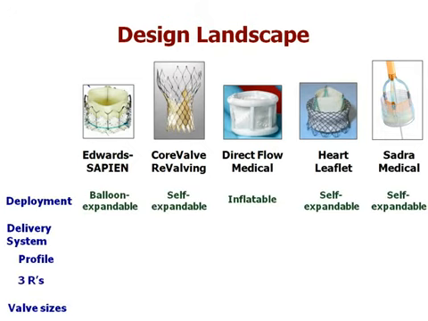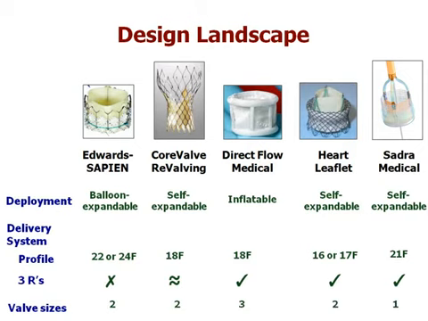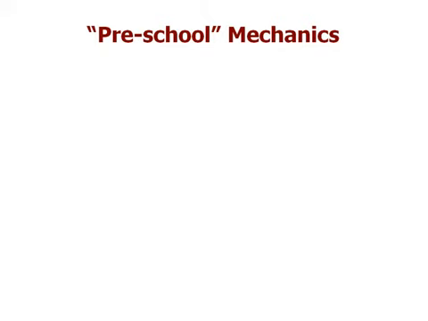Furthermore, the deployment mechanisms are balloon expandable, self-expandable, and inflatable. The device profiles range from 16 to 24 French. The 3 R's mean recapturable, repositionable, and retrievable, and the newer generation devices have these features. And these valves come in a certain number of valve sizes, and it's unlikely that one valve size will fit all. So, some preschool mechanics before we move on.